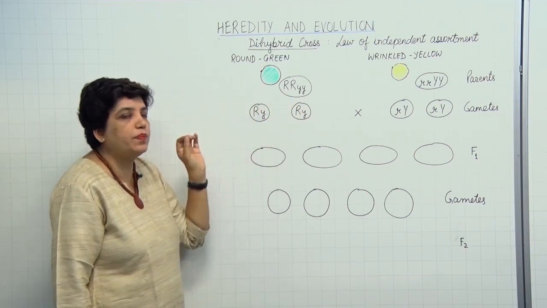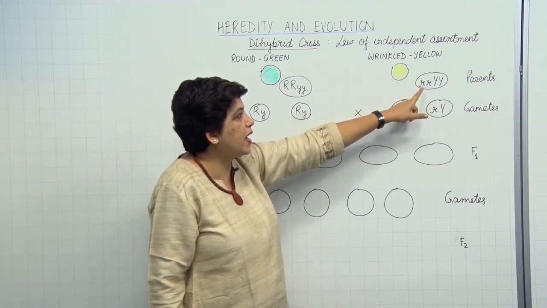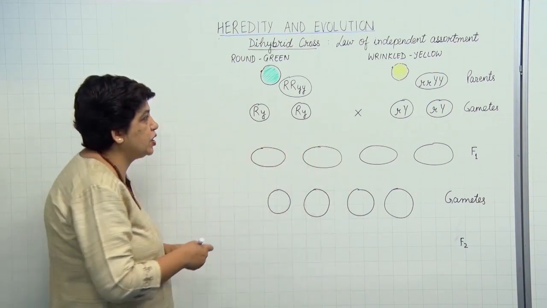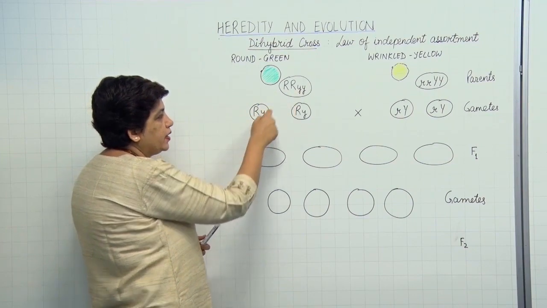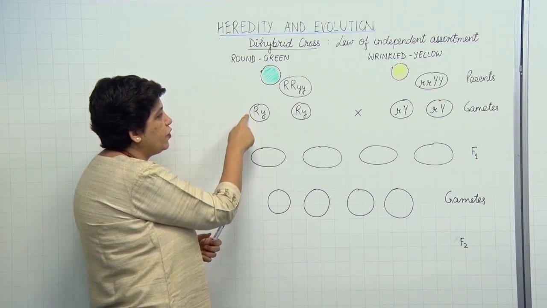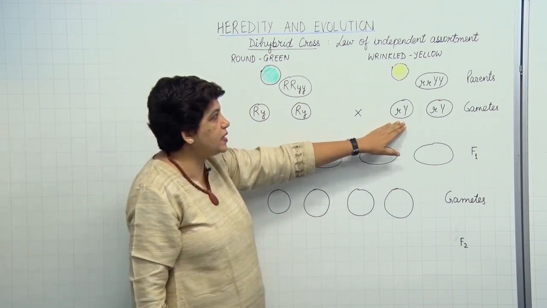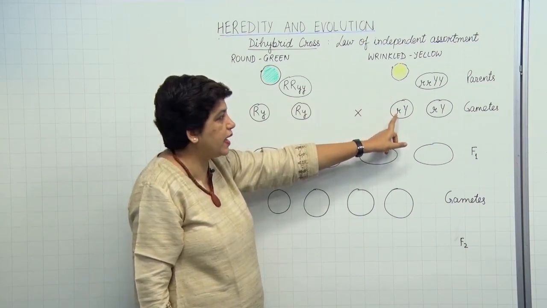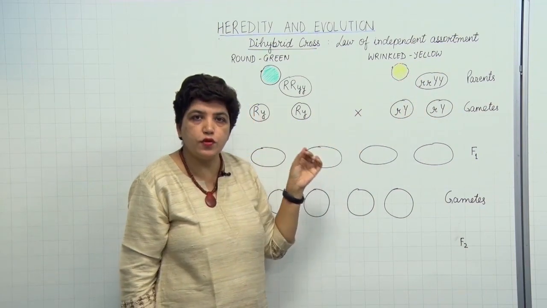So this plant has capital R and small y, while the other plant has small r and capital Y. Now, during gamete formation, the same types of gametes will be formed, one with R and another with small y. So this gamete will have one gene for round and another for green color of the seed. While in this case, the gametes will have small r for the wrinkled character and capital Y for yellow. So these are the gametes formed.